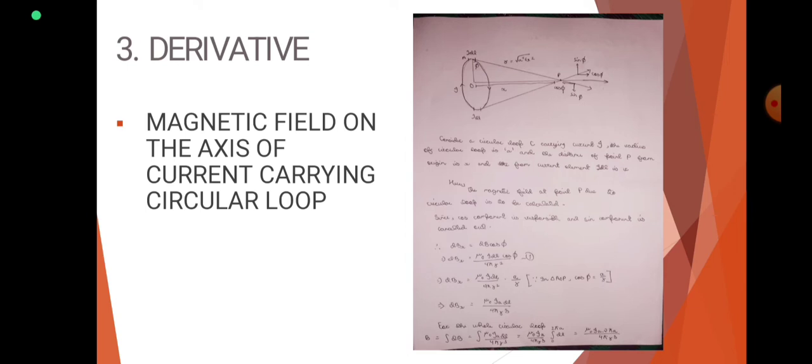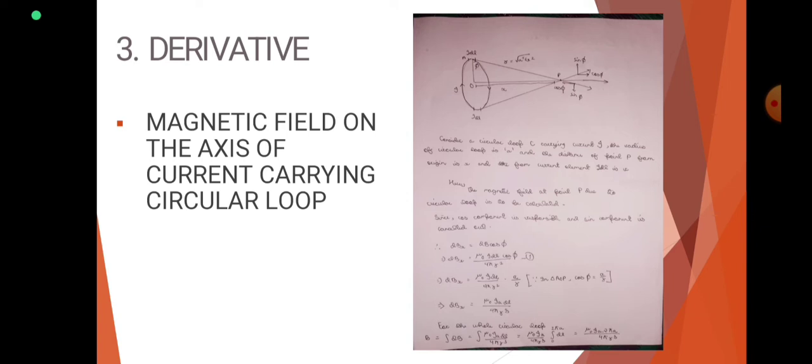So now we have reached the derivation part, which is a famous expression of the magnetic field on the axis of a current carrying circular loop. So let's see this picture. Consider a circular loop C carrying current I.